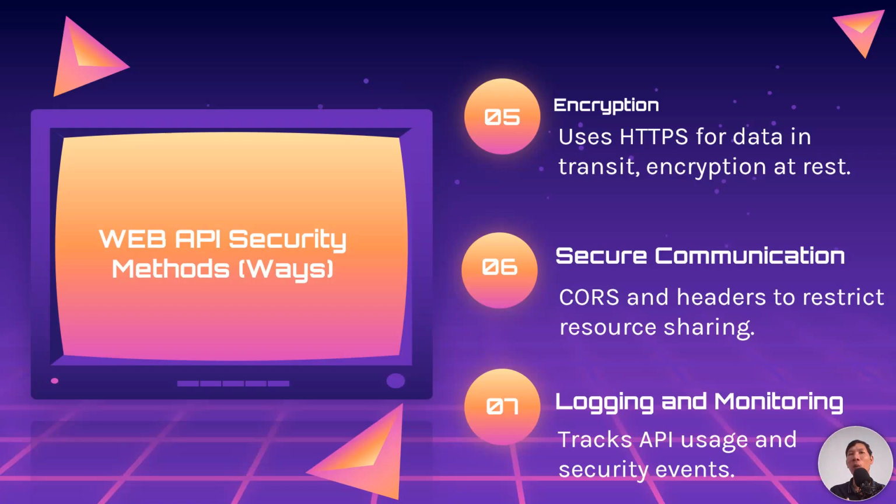And the last one is logging and monitoring. By applying this approach, we can track our API usage and security events. This helps in identifying and responding to potential threats quickly. So by using logging and monitoring, we can know what the events are and check quickly for potential threats. So that's it. Those are the API security ways to protect and make sure our API is secure.